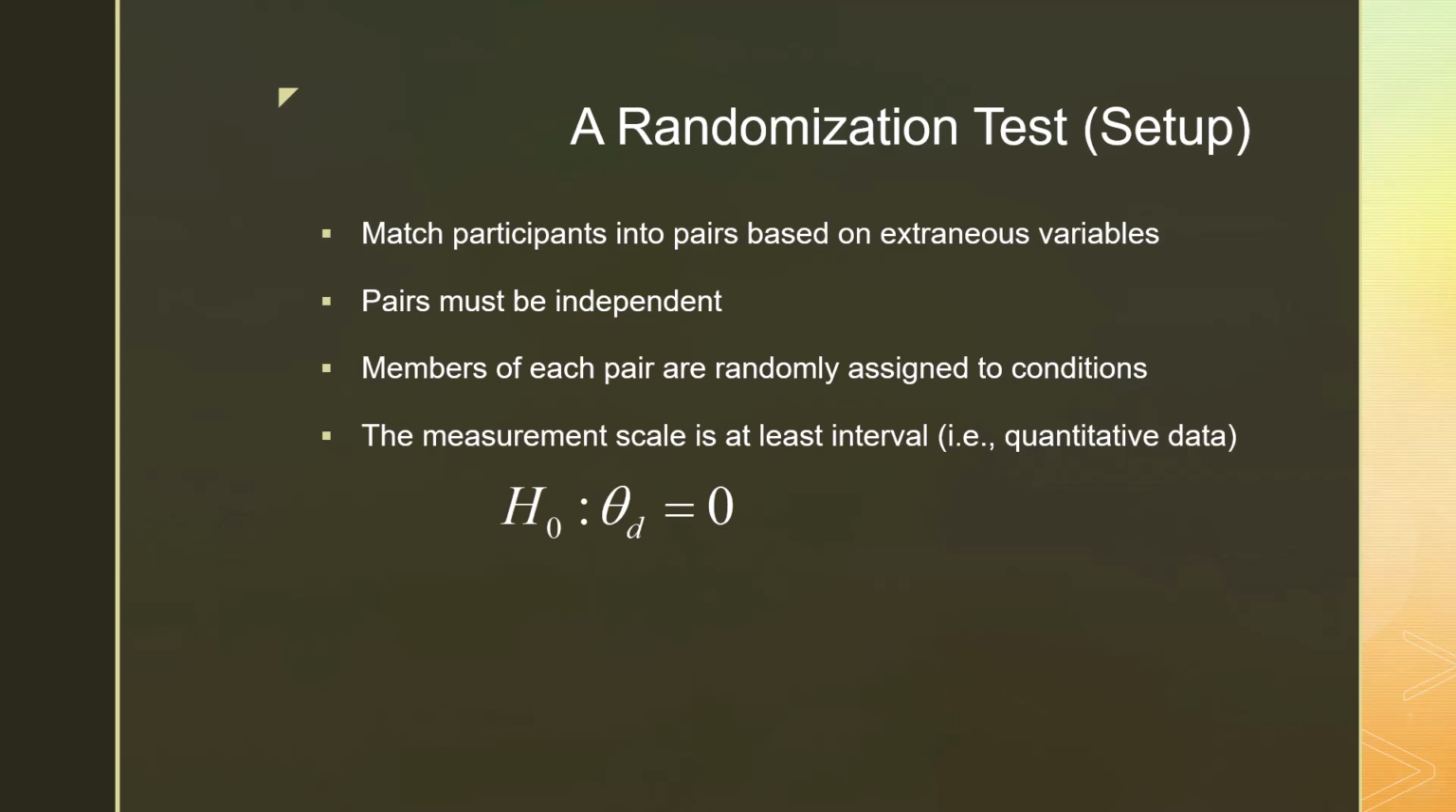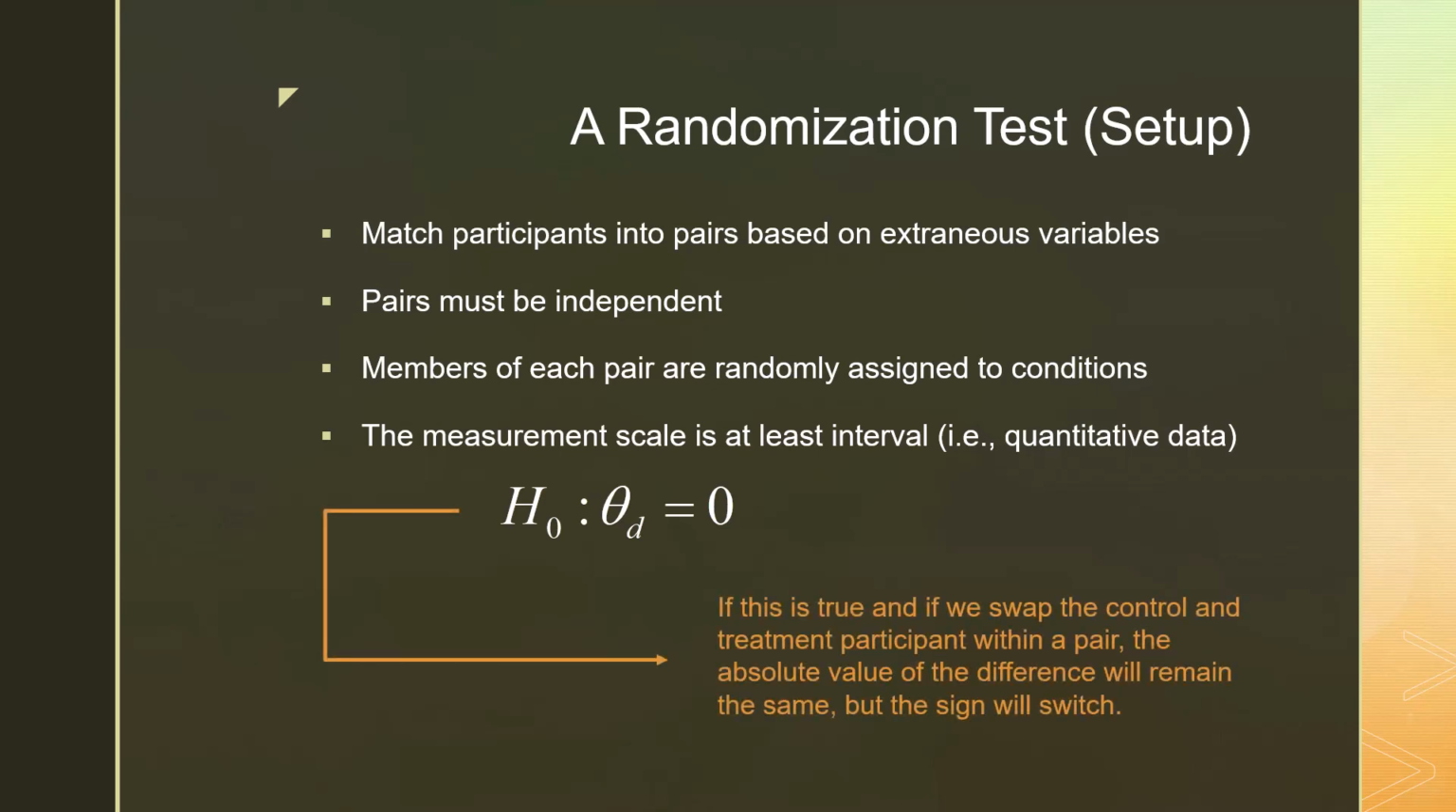Although we know if we're hypothesizing a different median besides 0, we can always adjust to 0, simply by subtracting that hypothesized value from every score. And recall that if this null hypothesis is true, and if we swap the control and treatment participant within a pair, the absolute value of the difference will remain the same, but the sign will switch.